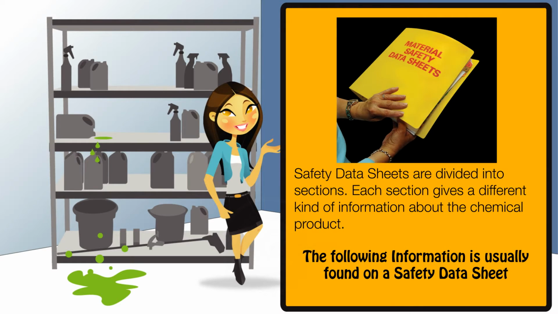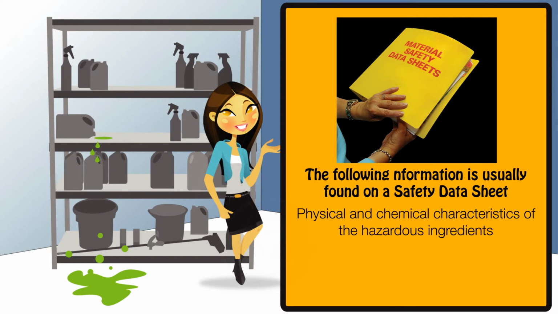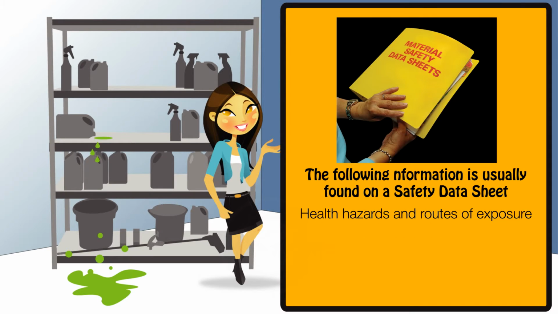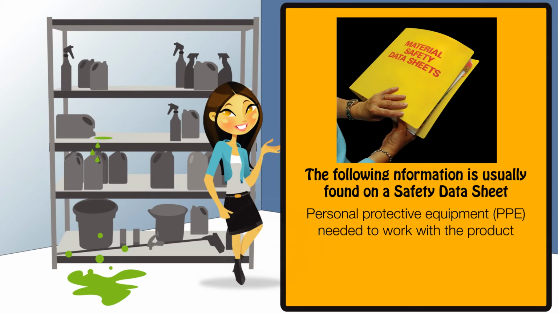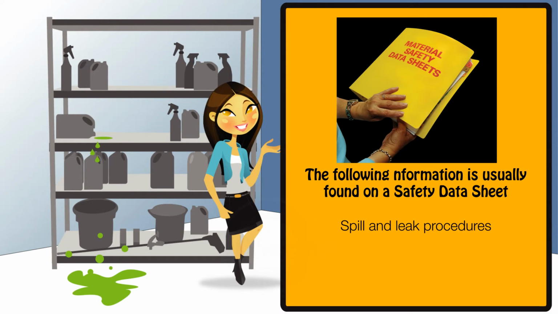Each section gives different information about the chemical product. The following information is usually found on a safety data sheet: the chemical and common name of the product, physical and chemical characteristics of the hazardous ingredient, physical hazards, such as fire hazards, health hazards and routes of exposure, primary ways it can enter the body, such as inhalation, precautions for safe handling and use, personal protective equipment needed to work with the product, first aid and emergency procedures, and spill and leak procedures.